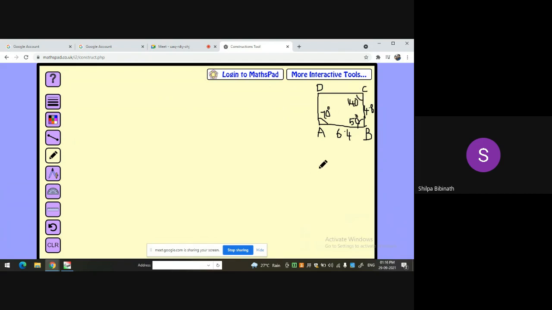Okay, so let's start constructing this. So here how many elements are there? 1, 2, 3, 4, 5. So if 5 elements out of 10 are there, we can construct a quadrilateral. So take your scale, keep it properly straight, and mark 6.4 because AB is 6.4. So we'll mark 6.4 here. Then we'll name it as AB.